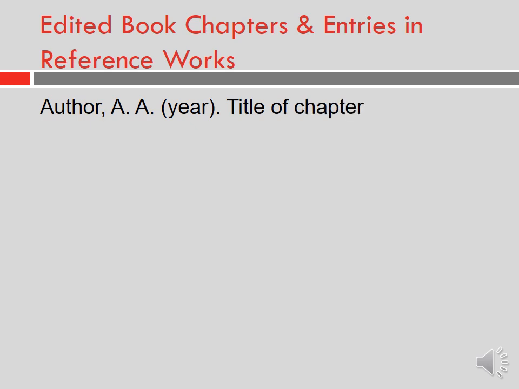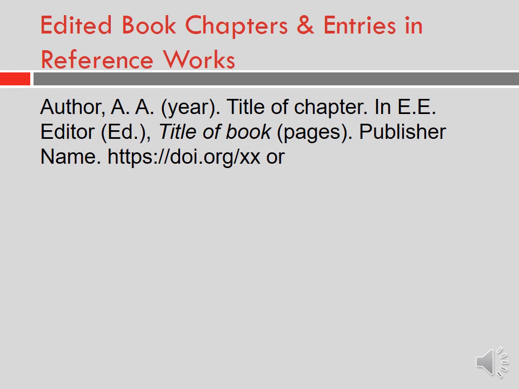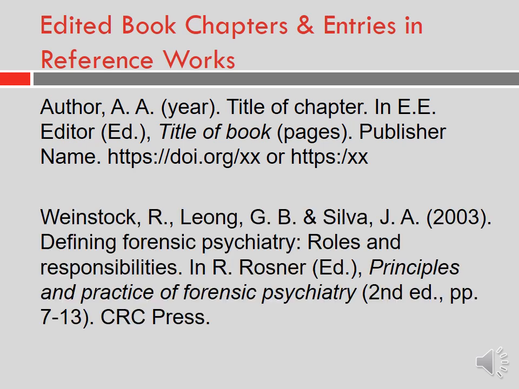Edited books and reference works have editors for the entire book and also authors of individual sections. You may only need to cite one chapter, entry, or section in an edited book, and here's how to do that. The basic order is the name of the author of the chapter you cite, date, title of the chapter or reference entry, the word in followed by the initials and last name of the editor, and ed period in parentheses. Title of the book followed by the page numbers of the chapter in parentheses, the publisher, and the DOI or URL. Here's an example.